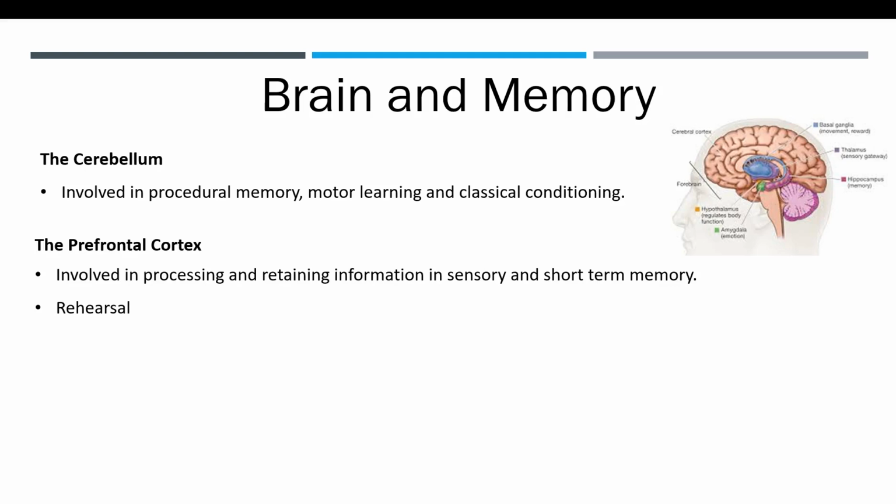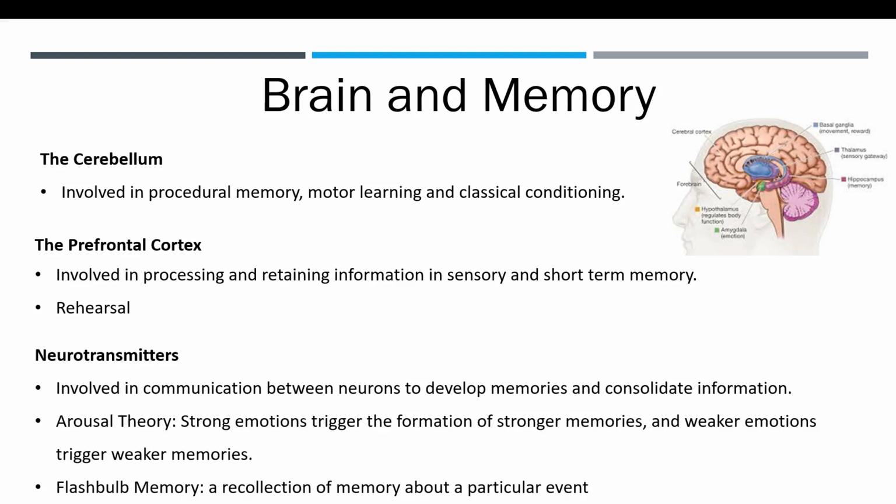And then the prefrontal cortex is also involved in memory by processing and retaining information in sensory and short-term memory. And the prefrontal cortex involves thinking, which helps us rehearse information in order to transfer information from short-term memory to long-term memory. And the neurotransmitters are involved by providing communication between different neurons to help develop memories and consolidate information.